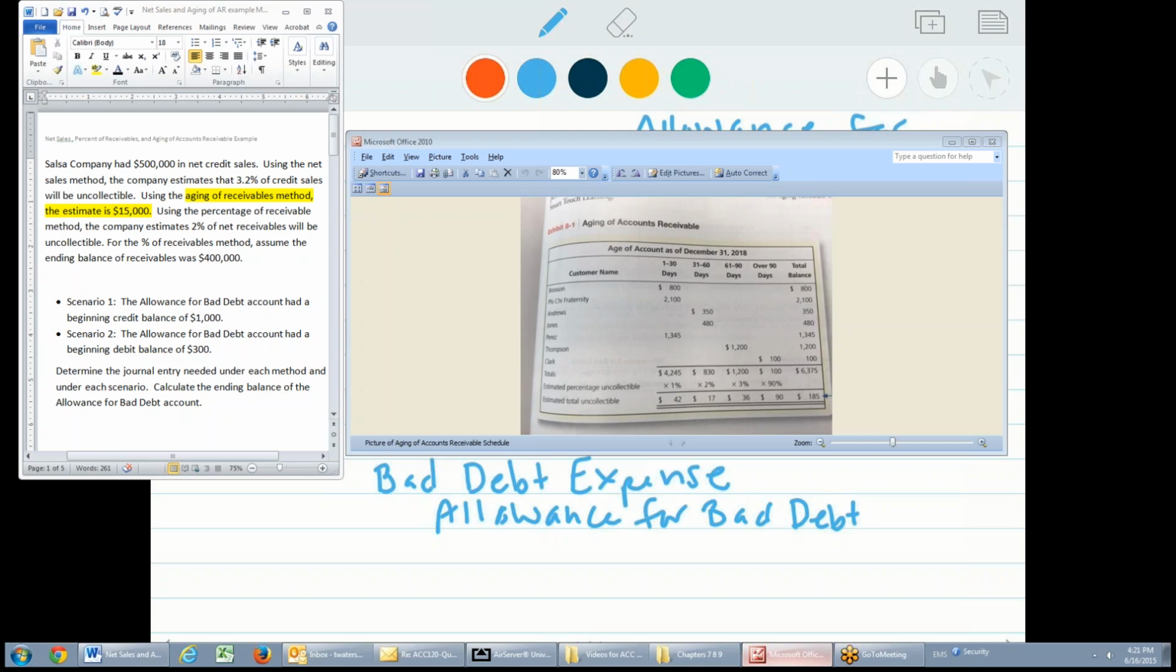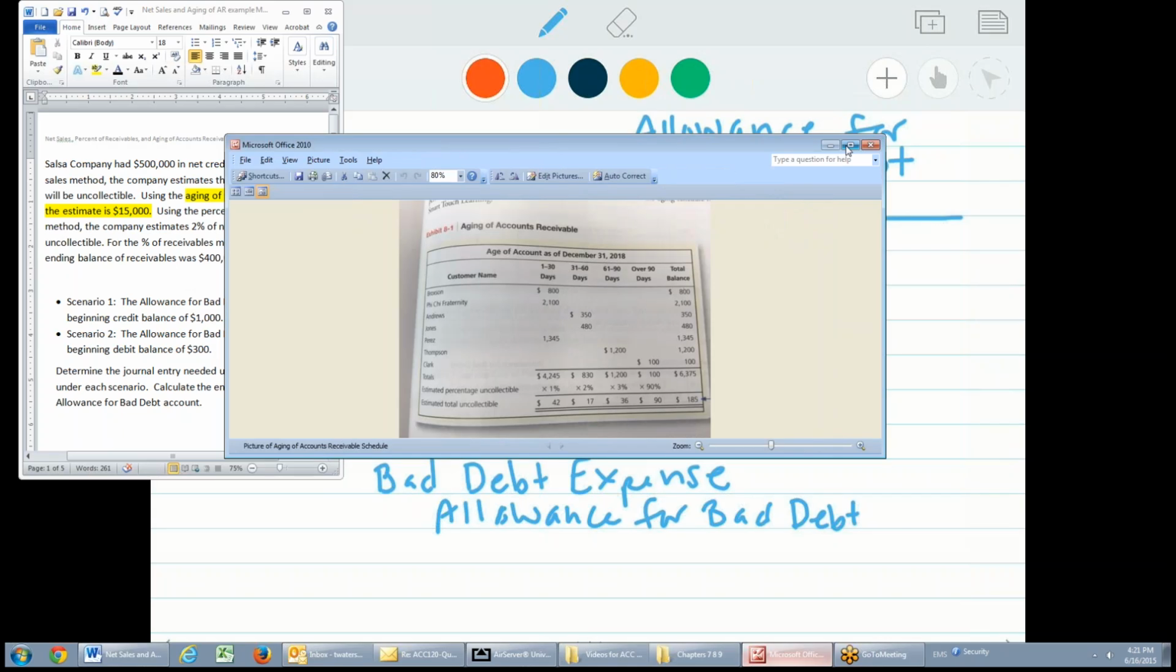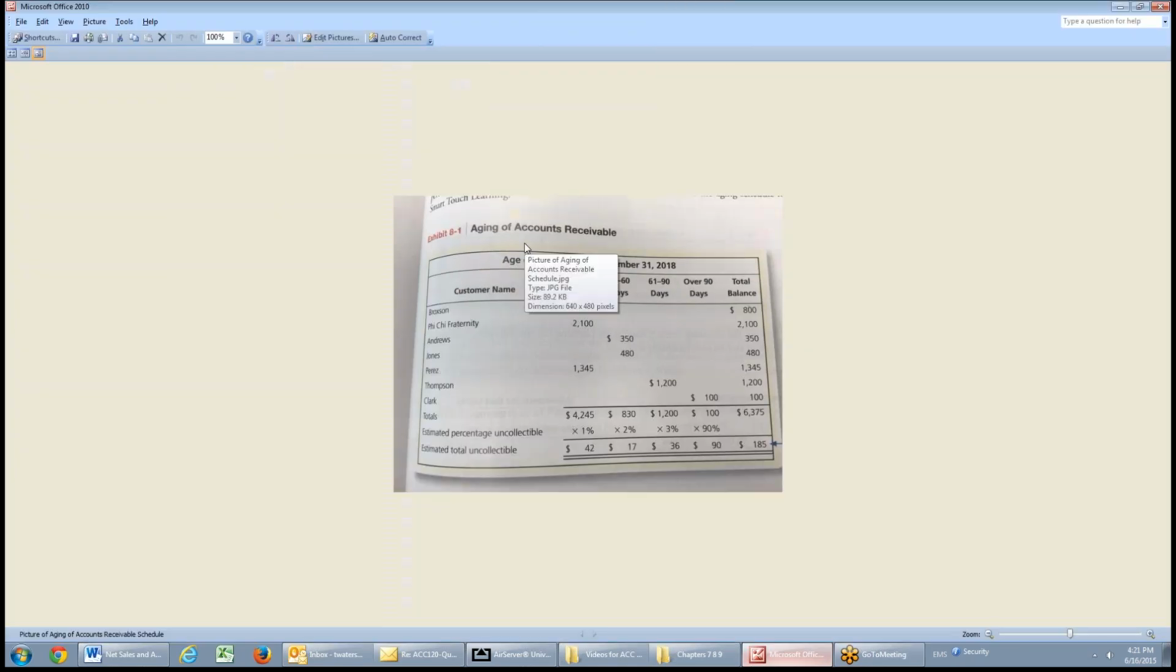If you'll take a look at the screen here, we have an aging of receivables method. So we have an aging chart listed. What a company would do is list all of their customers, and list how many days old the accounts are. In this example we have 1 to 30, 31 to 60, 61 to 90, and over 90. You would just add up the total for each column to see what total you have of receivables due in that amount of time.